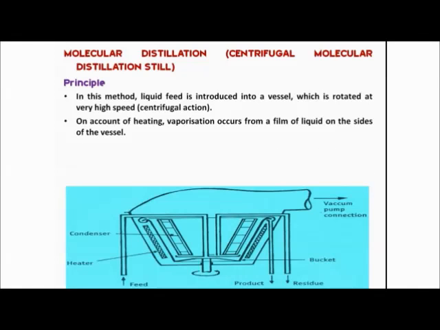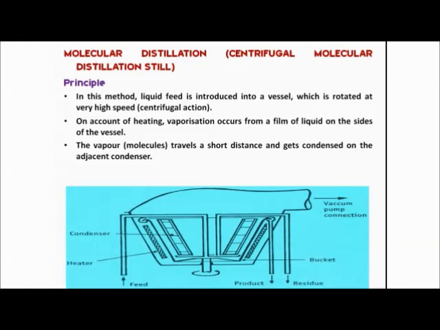Now, on account of the heating, once the liquid is heated, the vaporization occurs from a film of liquid on the side of the vessel. See, this is the vessel, right? So in this vessel the liquid will be forming a layer over the side of the vessel. Once you start heating the instrument, the liquid forms a film, and from the film slowly and steadily the vaporization process will take place.